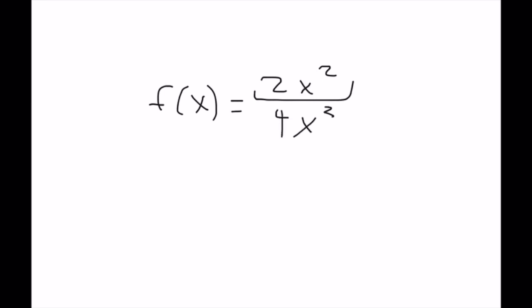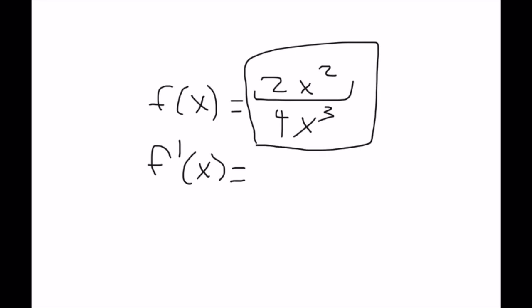So let's say we have the function f of x is equal to 2x squared over 4x cubed. As you can see here, we need to use the quotient rule as we're trying to find f prime of x. We have to use the quotient rule here because this is in a division form, also known as a fraction form. So whenever we need to find the derivative of a fraction like this, or a division in general, we have to use the quotient rule.